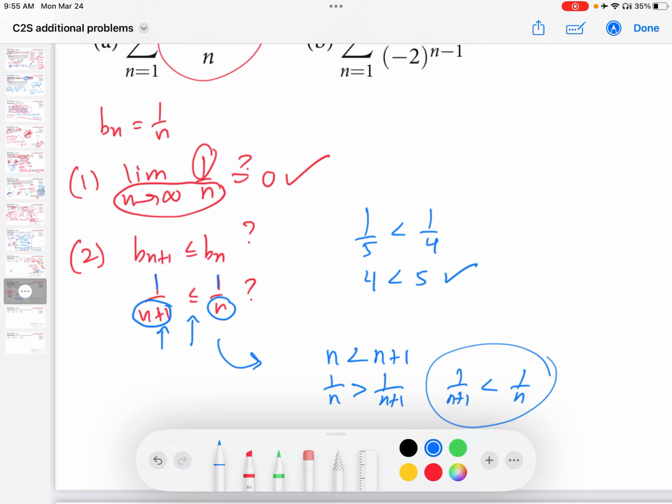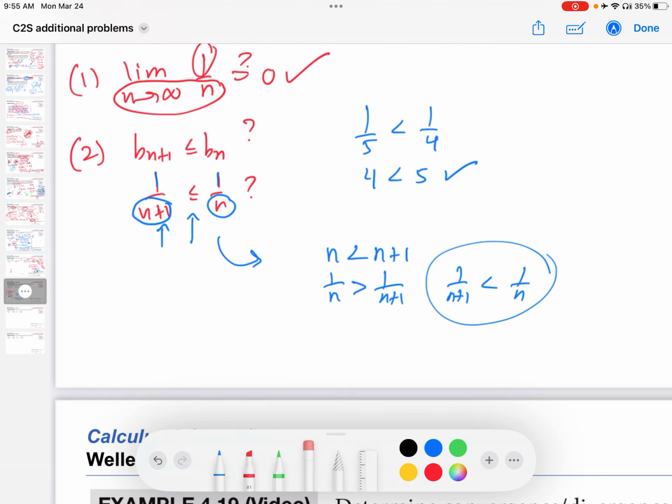Another way you could verify this, and I do this in the book, is through using a difference rule.